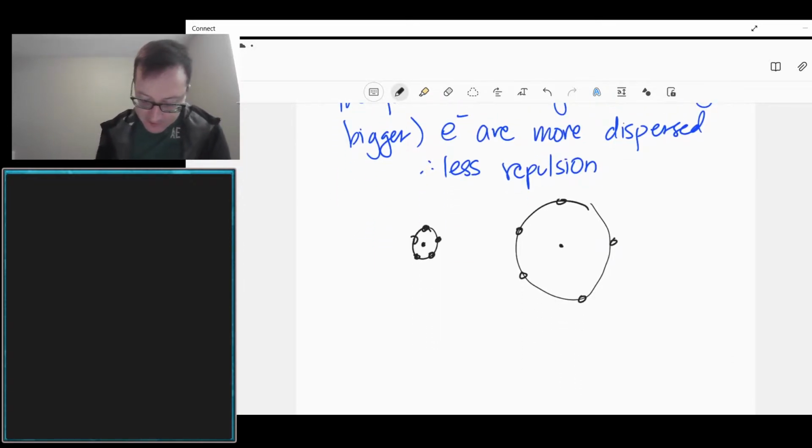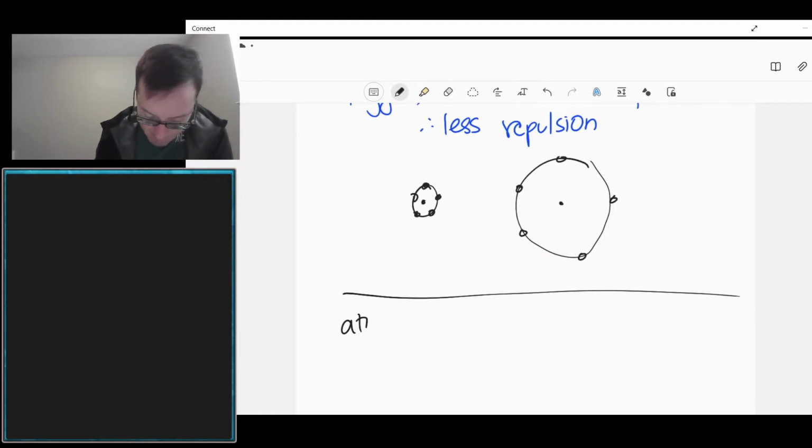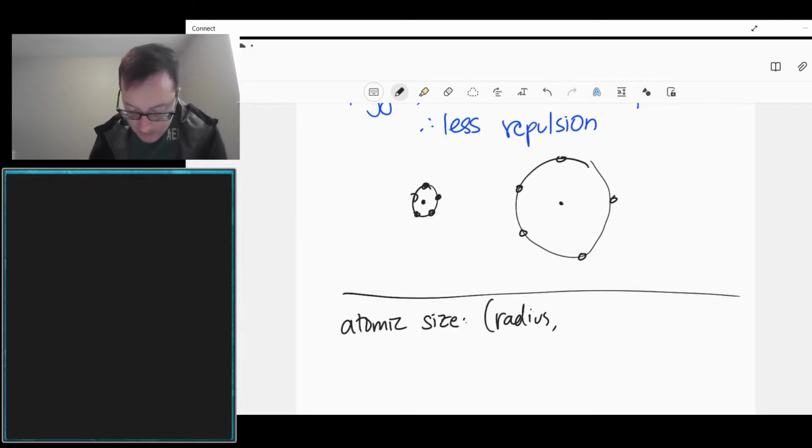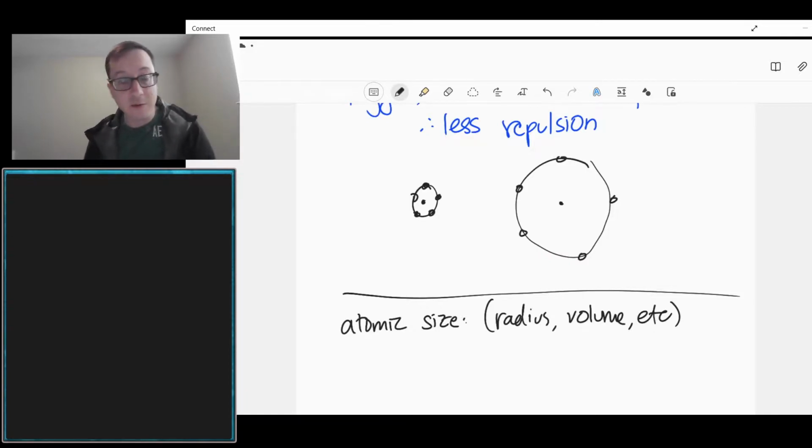So, that's effective nuclear charge. It increases to the right and increases down. All right, so next we're going to look at atomic size. This can be described as the radius, the volume, anything you want to talk about related to size of atoms. We're looking at the radius, the volume, whatever, surface area. I mean, that's a little weirder, but that's what we're looking at here.